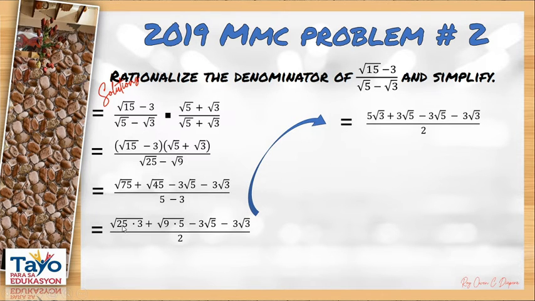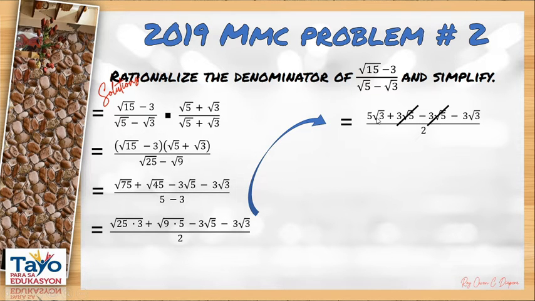So square root of 25, of course, that would give you 5. Copy square root of 3, which is this. Then square root of 9 is, of course, 3. Copy square root of 5 here. Copy negative 3 square root of 5. Negative 3 square root of 3. All over copy 2. Now, if you notice here, eliminate them because that is equal to 0.